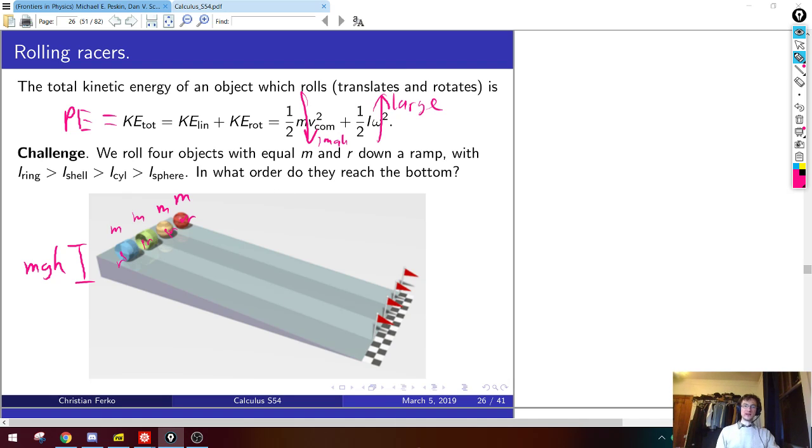So, good, this is the answer. If you roll objects down an incline, the ones with smaller moments of inertia are going to reach the bottom first, because they're spending less of their energy on rotation and more of it on moving fast.